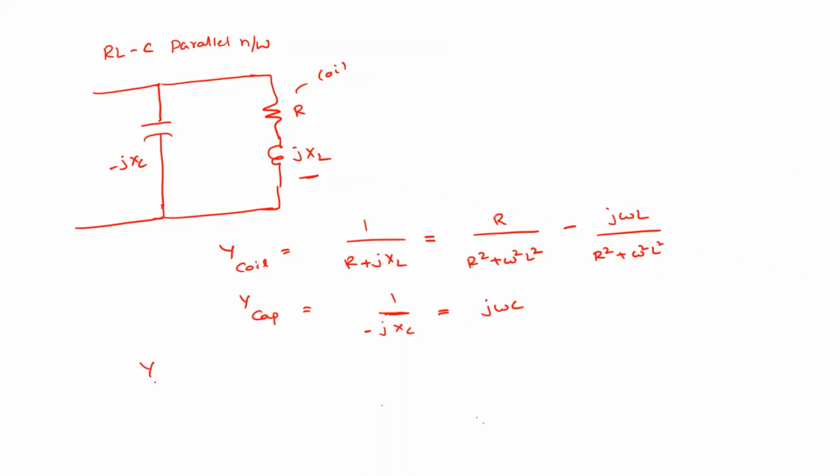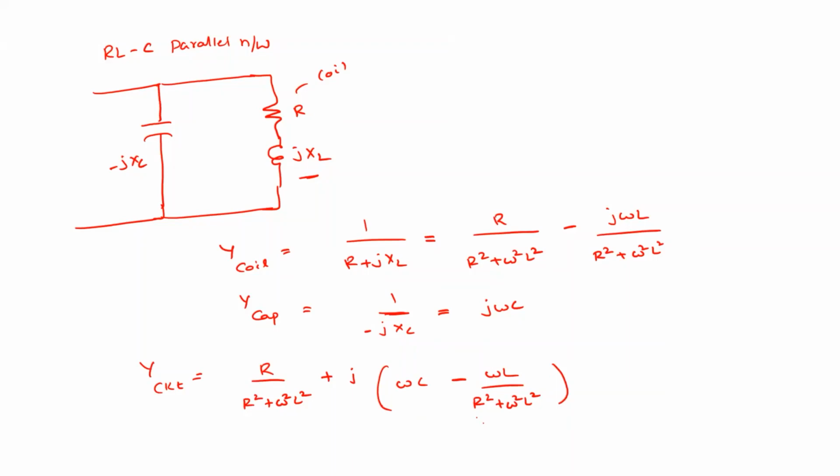So what is the overall circuit admittance? Sum of these two, so R by R square plus omega square L square, that is the real part, plus j into omega C minus omega L by R square plus omega square L square. Agree? This is the one, right?